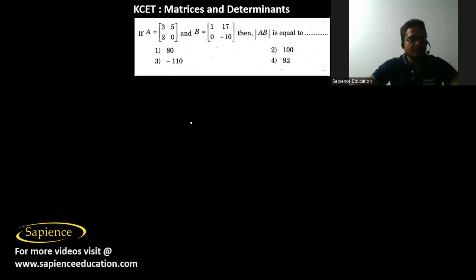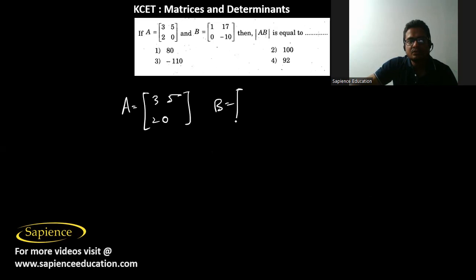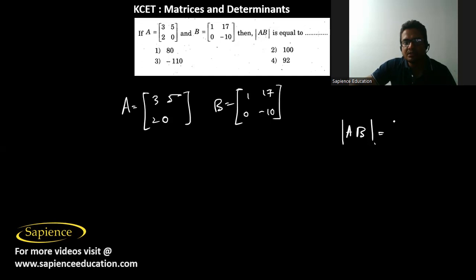Then here it is told that if the matrix A is 3 5 2 0, and B is equal to 1 17 0 minus 10, then the determinant of AB is equal to how much? So we know that the determinant of A into B is equal to the determinant of A into the determinant of B.